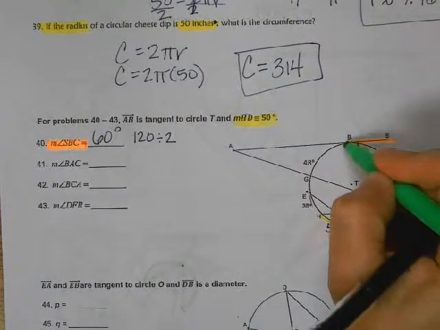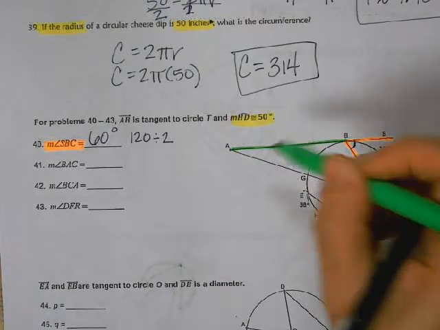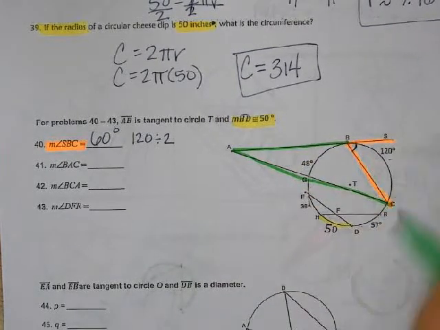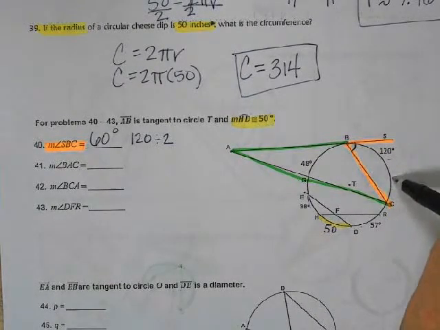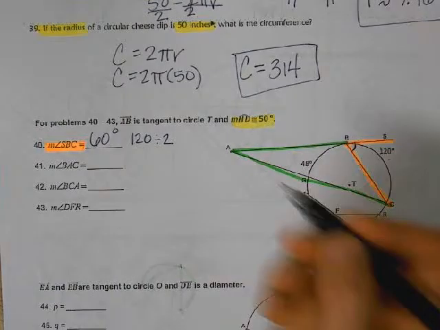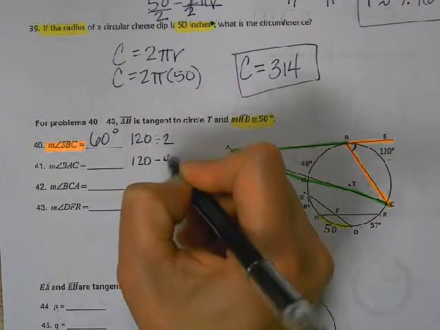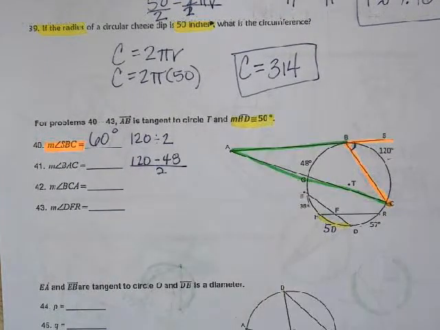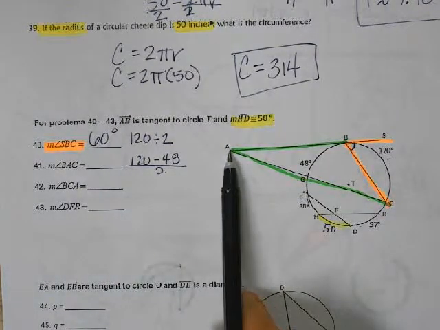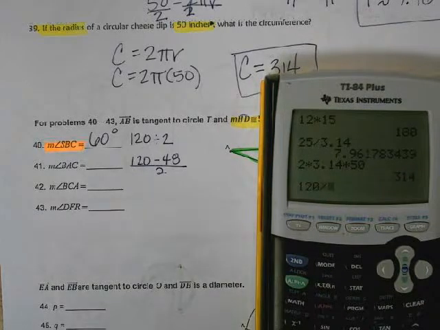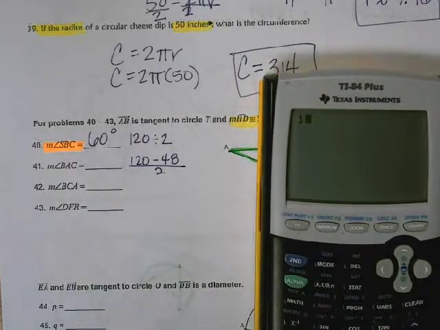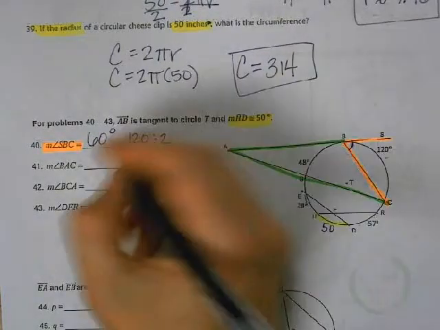Okay, next up, I want to know the measure of angle BAC. So this is a tangent and a secant, and we're going to subtract this minus this, divided by 2. If they intersect outside of the circle, we subtract and divide by 2. So 120 minus 48, and then divided by 2, is 36.